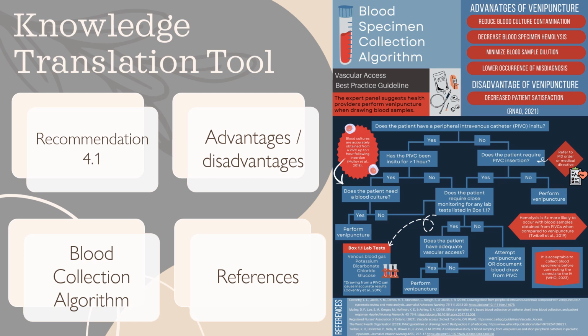According to Twiebel et al. 2019, hemolysis is 5 times more likely to occur with blood samples obtained from peripheral IVs when compared to venipuncture. However, the algorithm does suggest drawing blood from a peripheral IV as a last resort, with a reminder to properly document the method of blood specimen collection. According to the World Health Organization 2023, it is acceptable to collect blood specimens before connecting the cannula to the IV. Additionally, in extenuating circumstances, it may be necessary to draw from an IV and document appropriately.